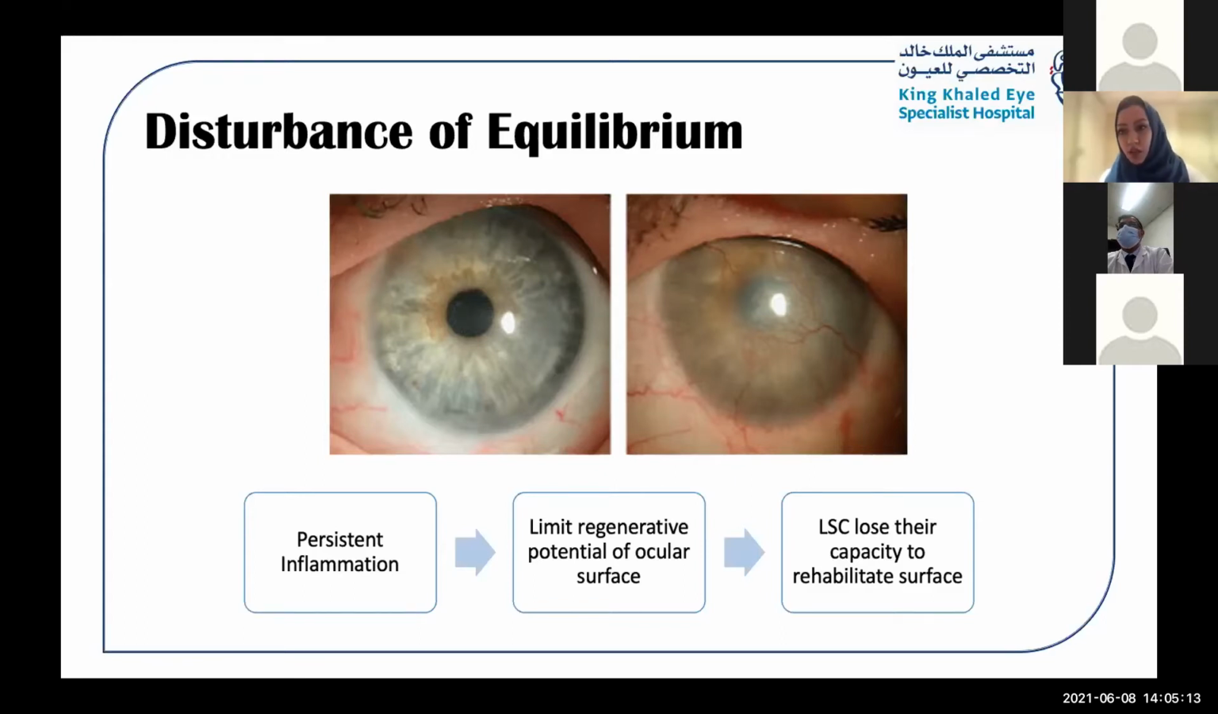And this defect causes further inflammation, and so on. It goes in a vicious cycle.